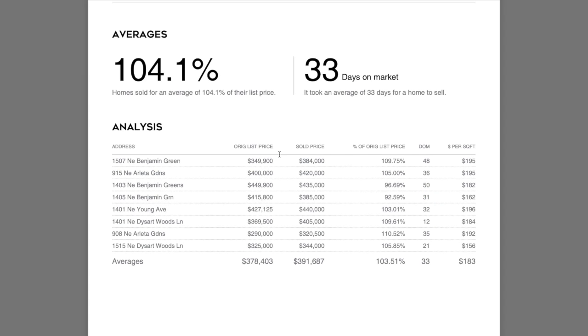What this tells us is in the last year, in my neighborhood, homes sold for 104.1% of the list price. So this house was listed at $349,000, sold at $384,000. And we're seeing this across the market right now in a lot of places, that homes are selling for over list price. You're getting into multiple offer scenarios. You're getting people coming in saying, I will waive the appraisal. I just want to get into this house. I'll pay whatever. This house went for 110% over list price. So these are all important things to know.